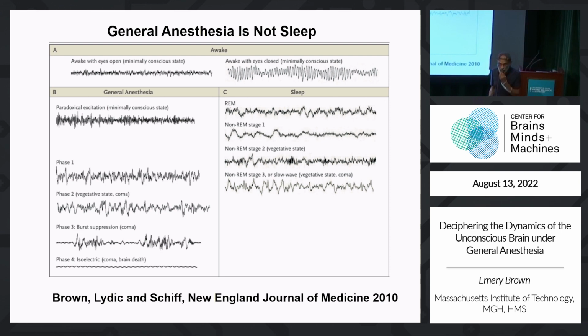sleep whatsoever. Okay, so you're saying even in stage 2 and 3, obviously if you shake the person, they can wake up. Why? What's the mechanism for that? Of them waking up? Yeah.